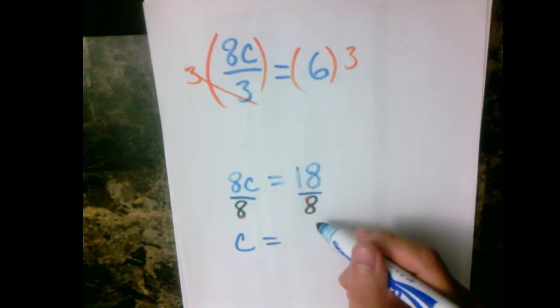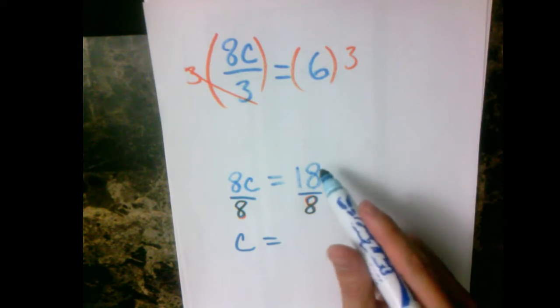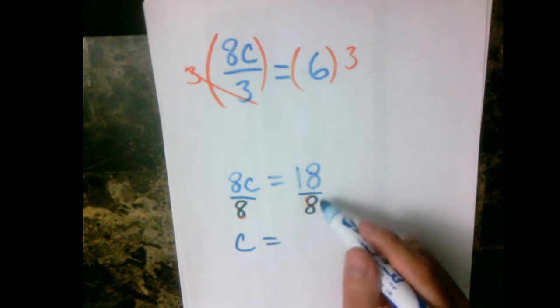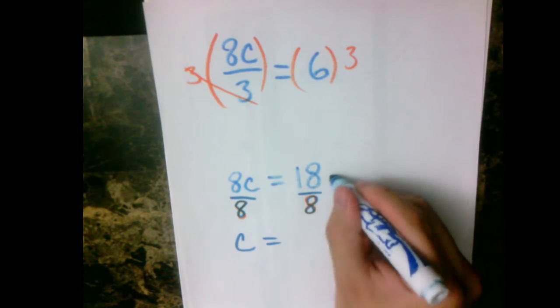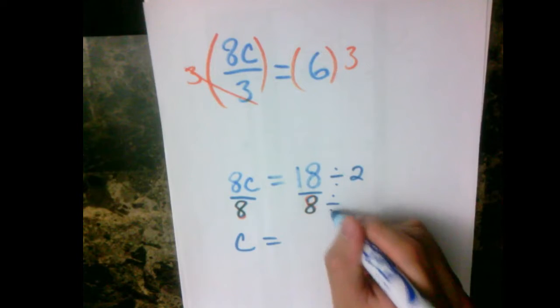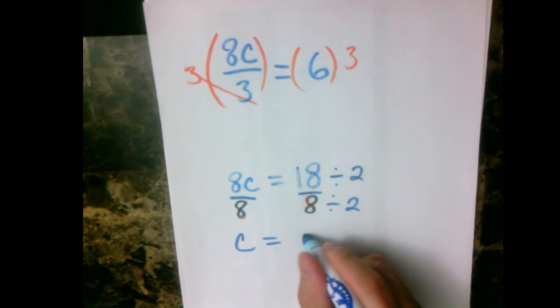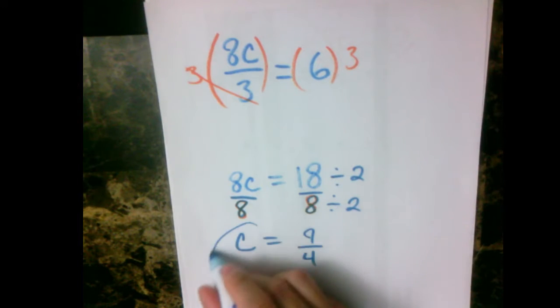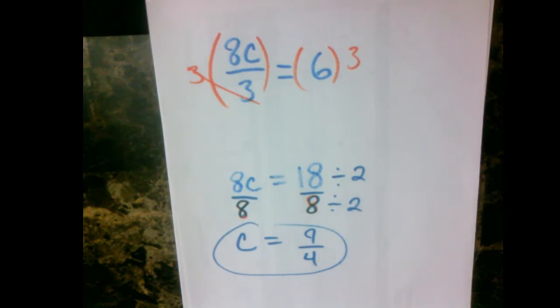So to simplify a fraction, you have to ask yourself what number goes into both 18 and 8. If you don't have your divisibility rules memorized, that's okay. They're both even numbers, so I know that 2 goes into both of them. 18 divided by 2 gives you 9, and 8 divided by 2 gives you 4. That would be your final answer.